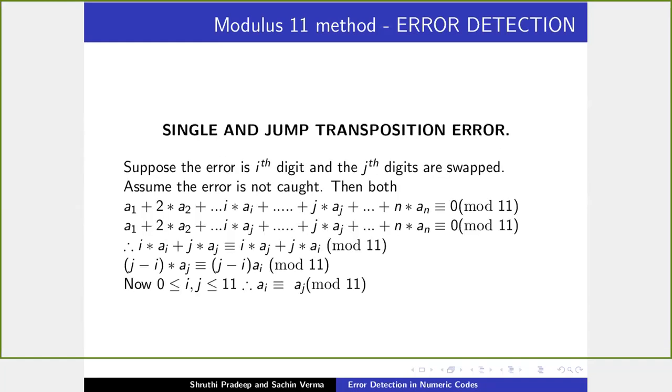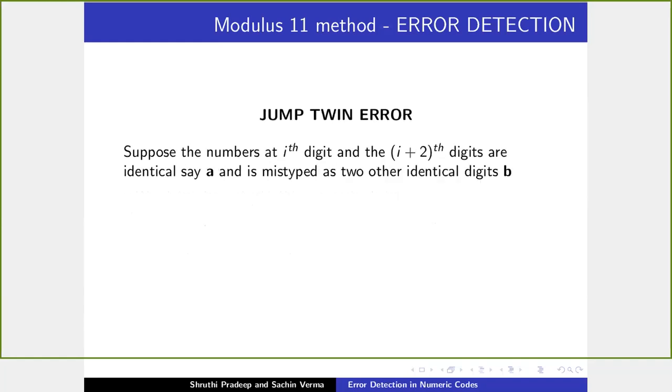Is this clear? Again, I've proved it in general. So this tells you that you take any number, it will work. You can take examples and see that any single and any jump transposition error, it will definitely detect the errors because the digit will be different. Okay, so let's move to the next error, that is the jump twin error.